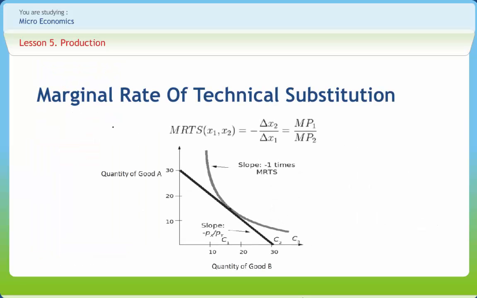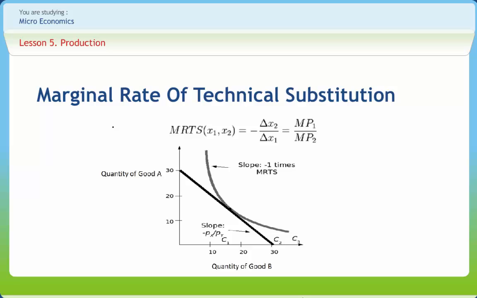Now let's discuss the marginal rate of substitution. The marginal rate of technical substitution, MRTS, or technical rate of substitution, TRS, is the amount by which the quantity of one input has to be reduced when one extra unit of another input is used, so that output remains constant. MRTS(x1,x2) = -Δx2/Δx1 = MP1/MP2, where MP1 and MP2 are the marginal products of input 1 and input 2 respectively.